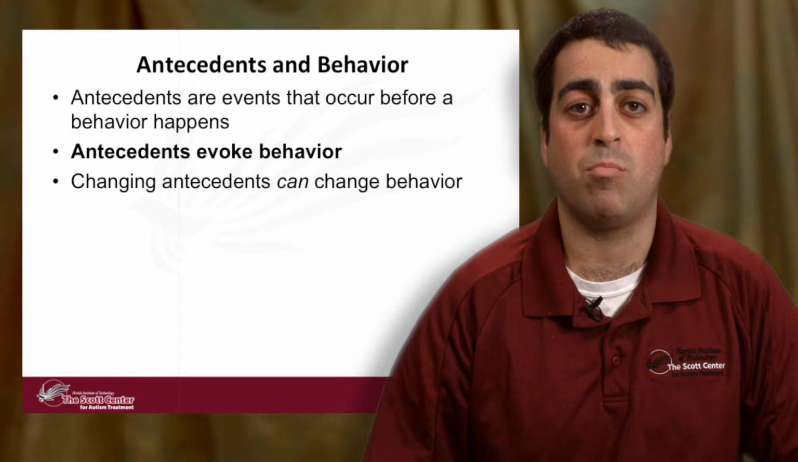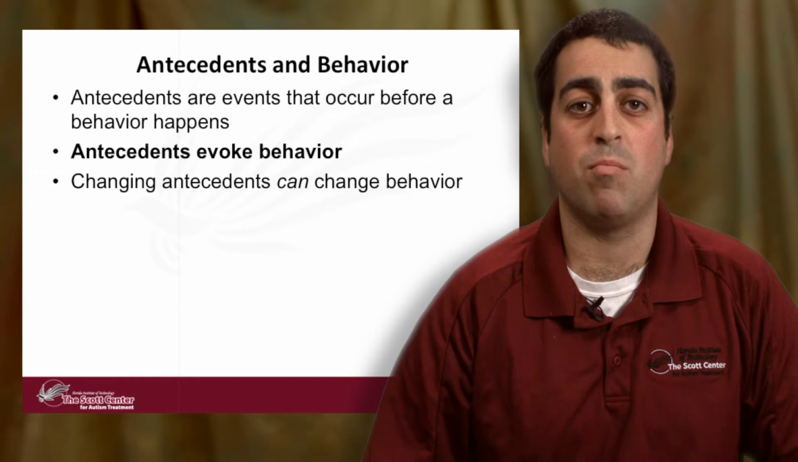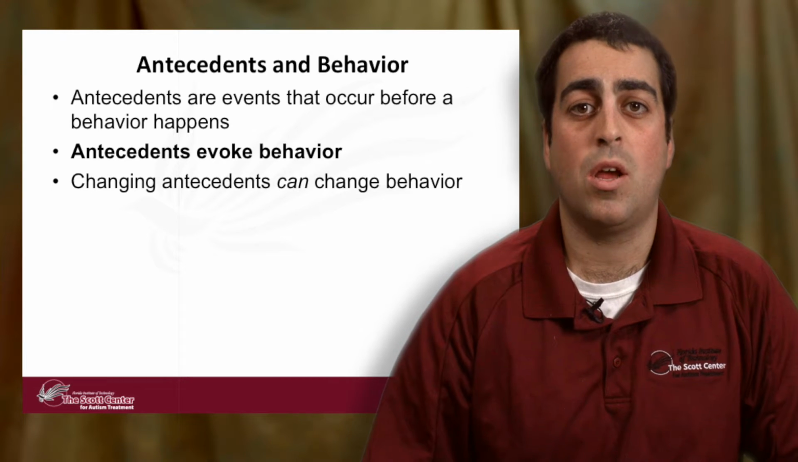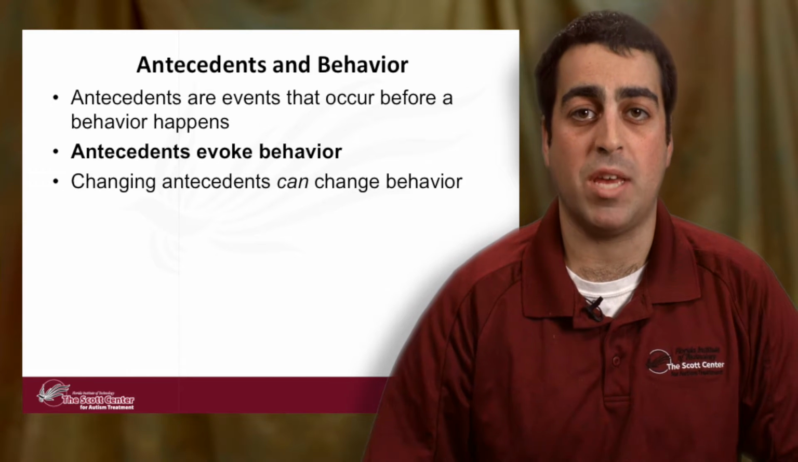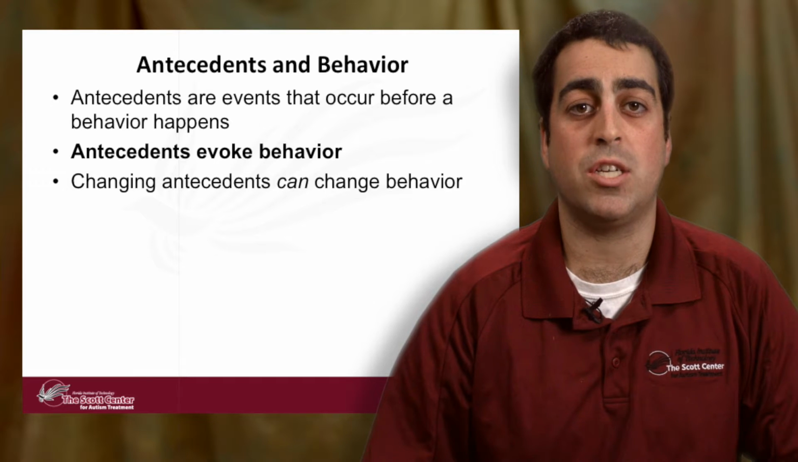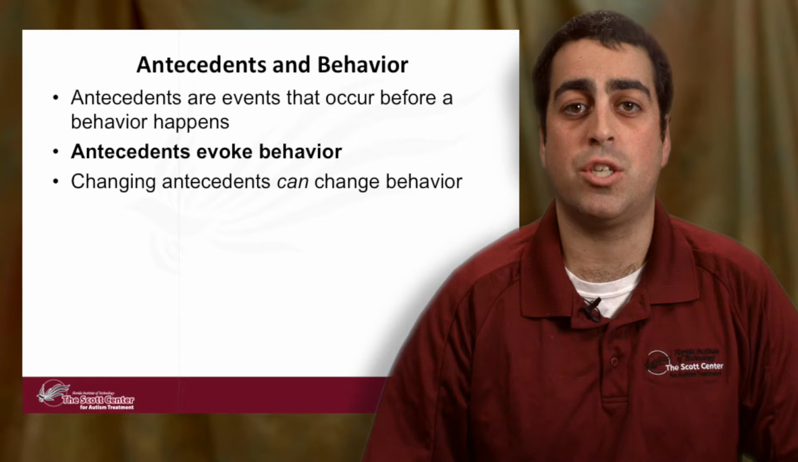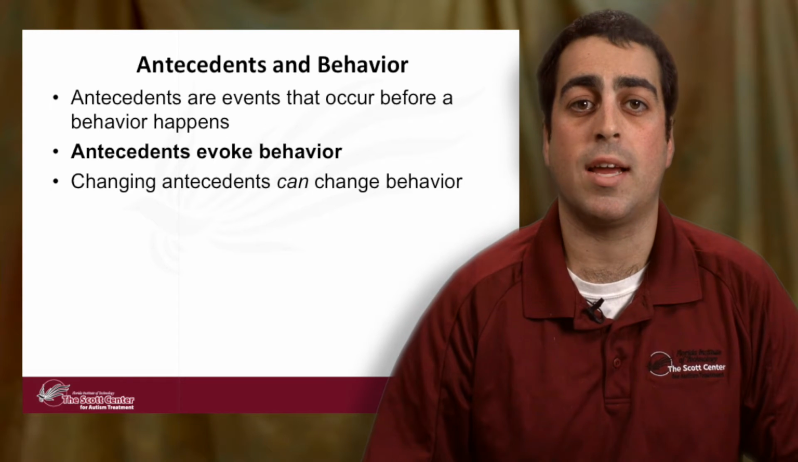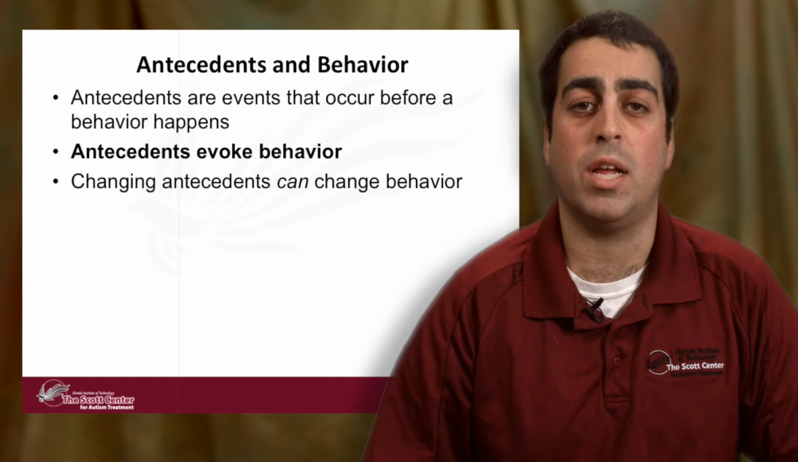Antecedents affect behavior by evoking it. This means that antecedent events can make it more or less likely that a certain behavior will happen. When you are dealing with a person who has problem behavior, it is sometimes helpful to change the antecedents for that behavior. Changing the antecedents to behavior can result in changes in the behavior itself. In subsequent modules, we will discuss general parent training strategies that can address the antecedents of behavior and make appropriate behaviors more likely to occur.